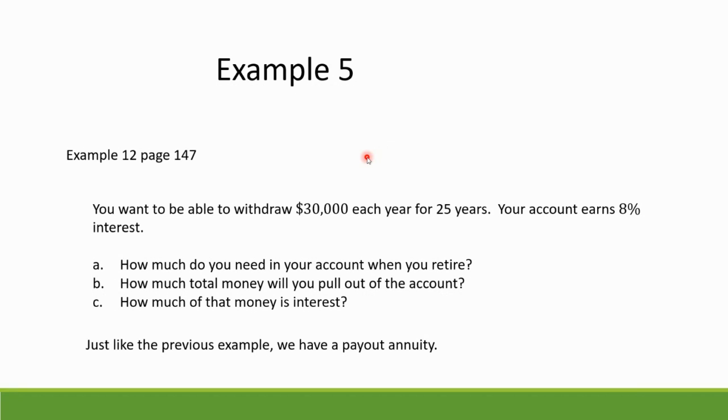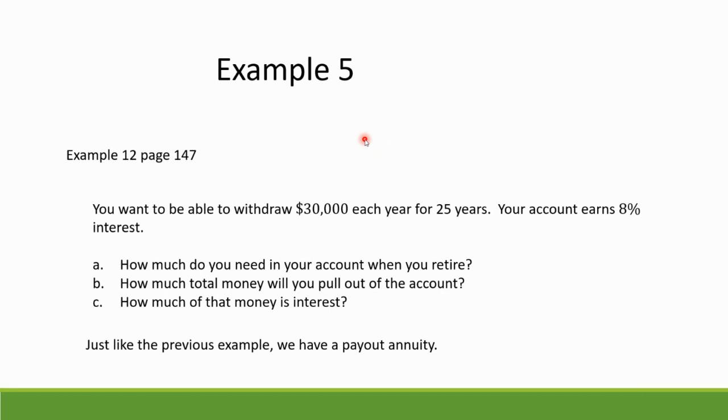Okay, so let's do some more examples now. All right, so in this one, this has to do with retirement, okay? We want to be able to take out $30,000 a year for 25 years once we retire. So, it's a retirement account basically. It is example 12 in the book on page 147.